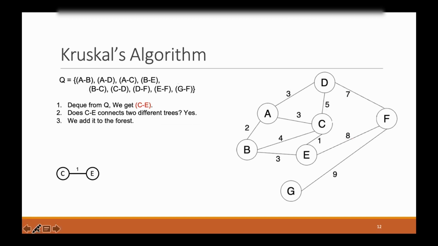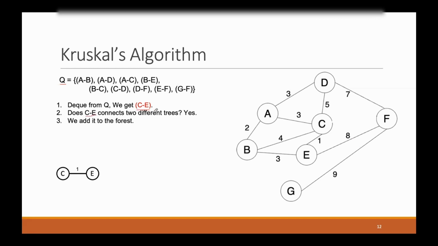So here, at first we dequeue the queue. So we get CE because it was in the queue first, and we remove that from the queue. So it's not here in the queue anymore. So after our dequeuing process, now we're going to look at the CE itself.